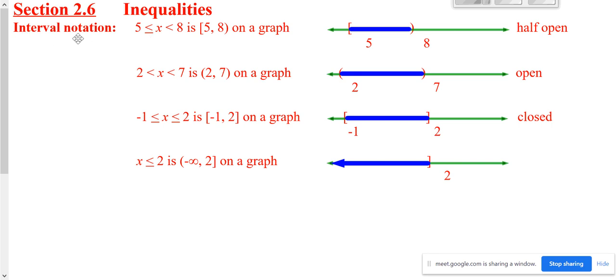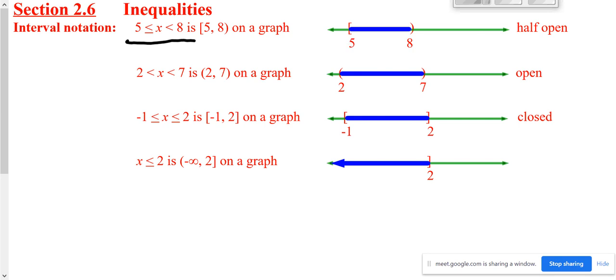Now, whenever you have something like this, you're looking at what is in between 5 and 8. Oh, just a second here. Yeah, I didn't have my numbers lined up, so I had to move them all over just a touch. So we're looking at what's in between 5 and 8. We have x in between 5 and 8, so we're going to shade in between 5 and 8.